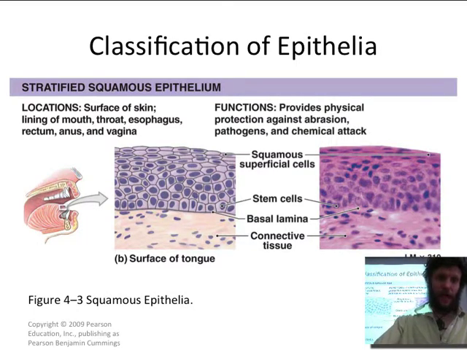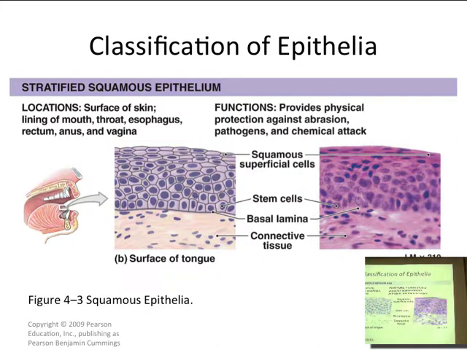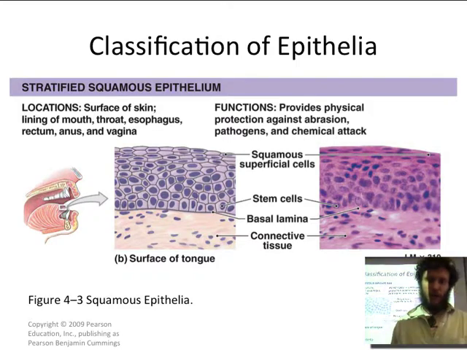All right, on to the stratified squamous epithelium. This is in portions of the GI tract that need a little more protection, such as the inside of the mouth, rectum, vagina, and it's thicker. It's going to give you protection from pathogens, chemicals, trauma of any sort, abrasion.